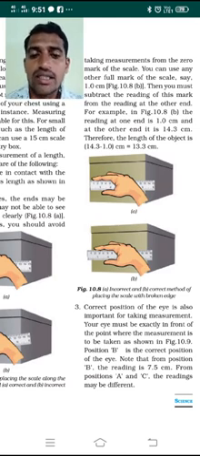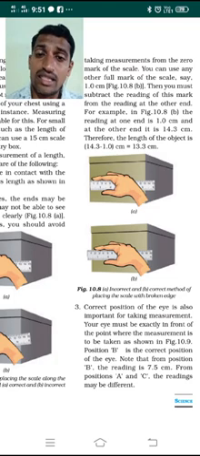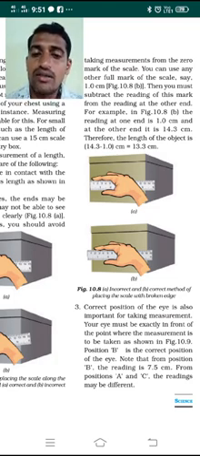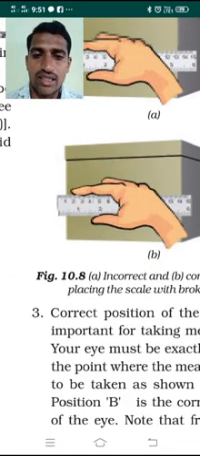So what is that? Hold the scale against the object from 1 centimeter onwards. From 1.0 centimeter onwards is where you should start taking the length of the object. So you have to place the scale, beginning from 1 centimeter, in contact with the object. Look at figure 10.8b. It is the correct method of measurement. From 1 centimeter they started, look at that.